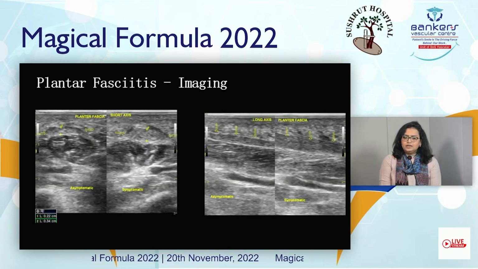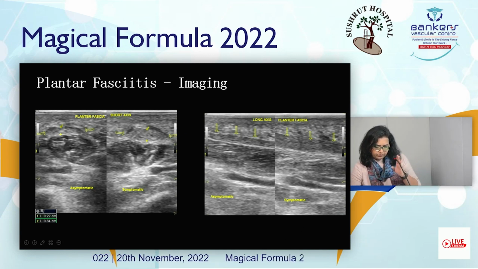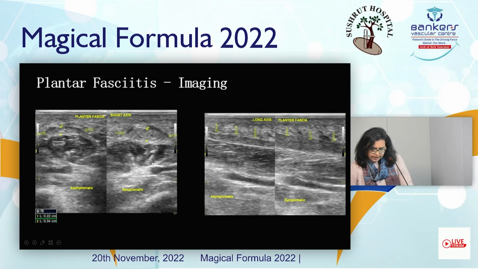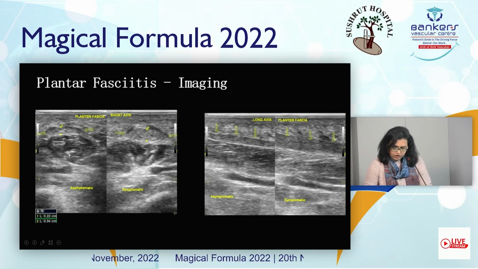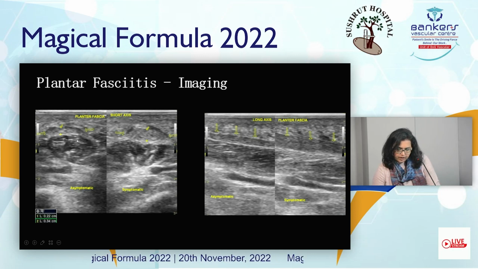So these are the ultrasound images. The first one is the short axis image of the plantar fascia. This is an asymptomatic side and this is the symptomatic side, where you can see that the fascia is thickened compared to the normal side. This is the long axis view, where you compare it with the normal side, it is thickened and hypoechoic.